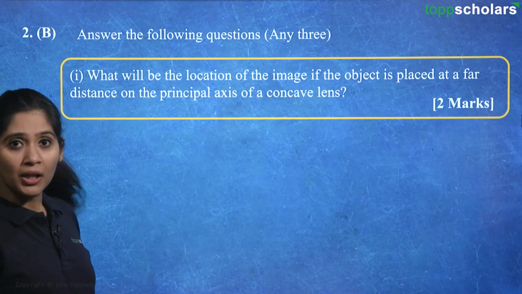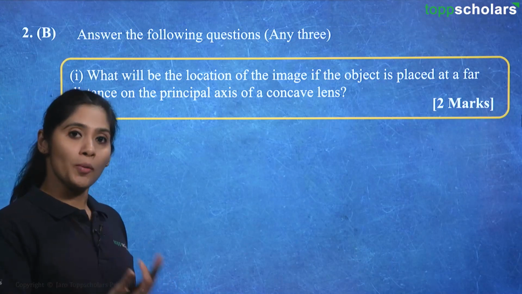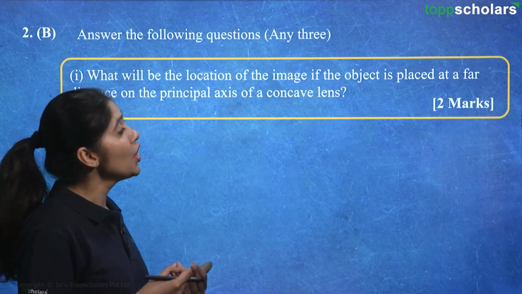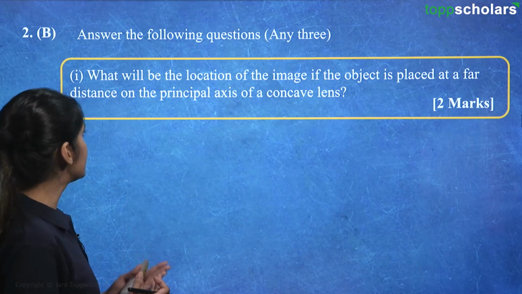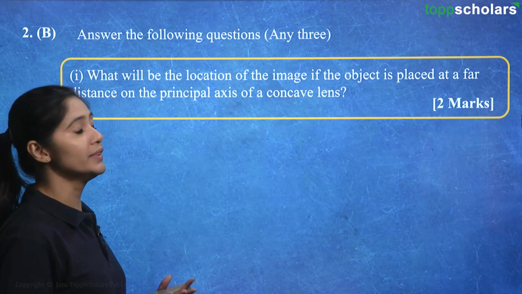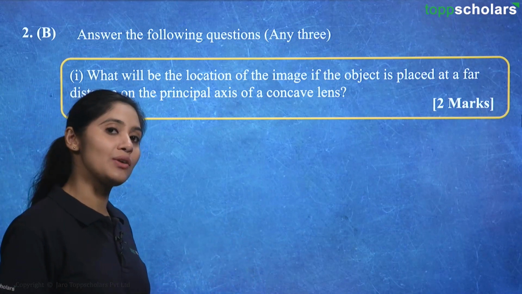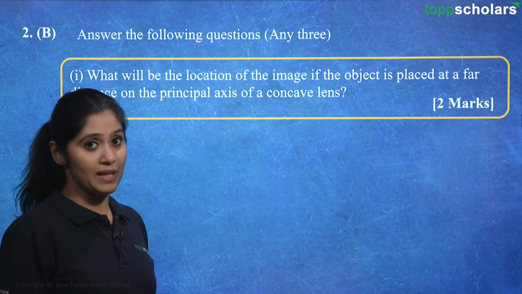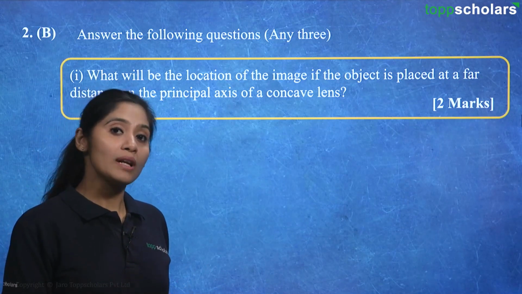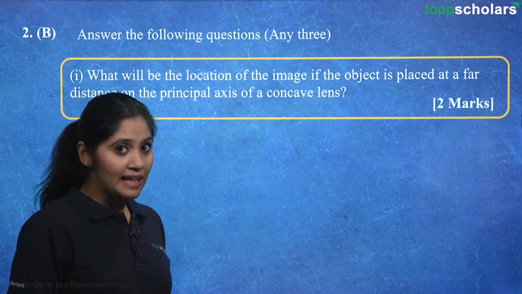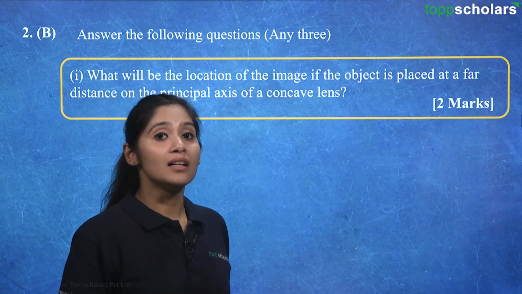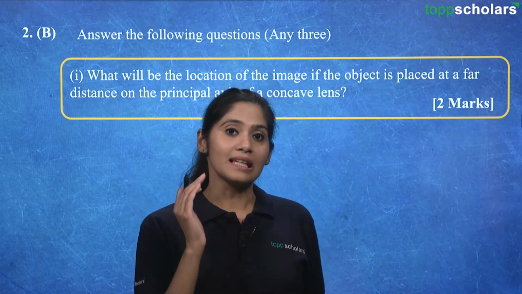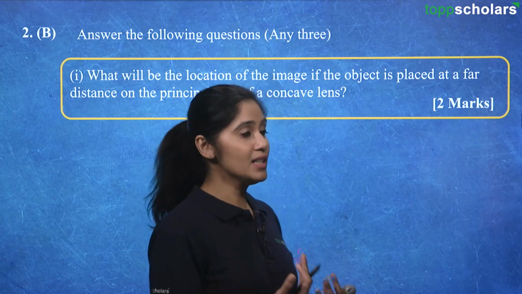This is a 2-mark question, again from optics. What will be the location of the image if the object is placed at a far distance on the principal axis of a concave lens? So, this question involves the knowledge of how image formation takes place in a concave lens. What is a concave lens? A concave lens is where, in a circular or spherical mirror, the reflective surface is on the inside, right? So, that is a concave mirror.